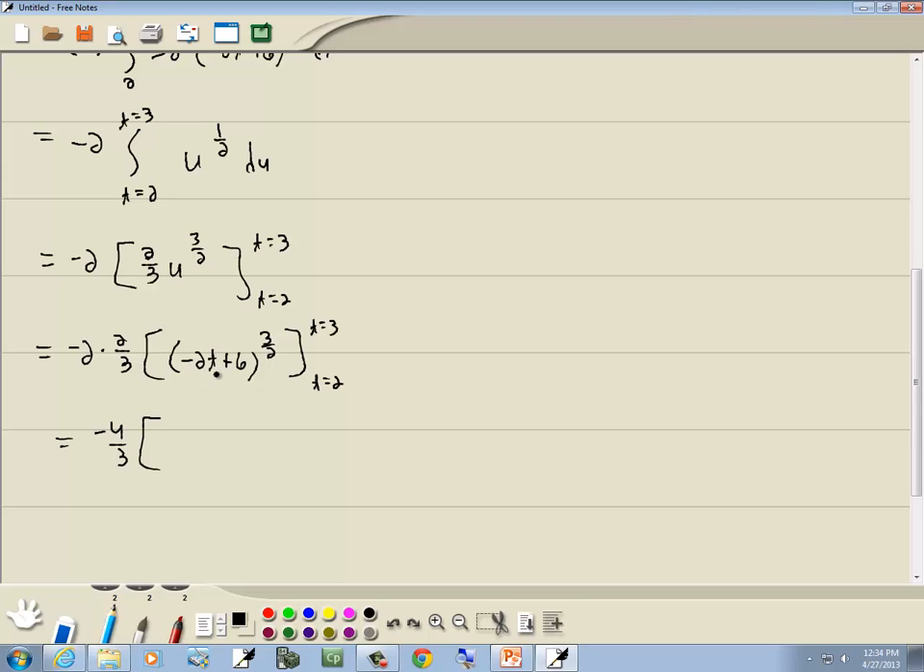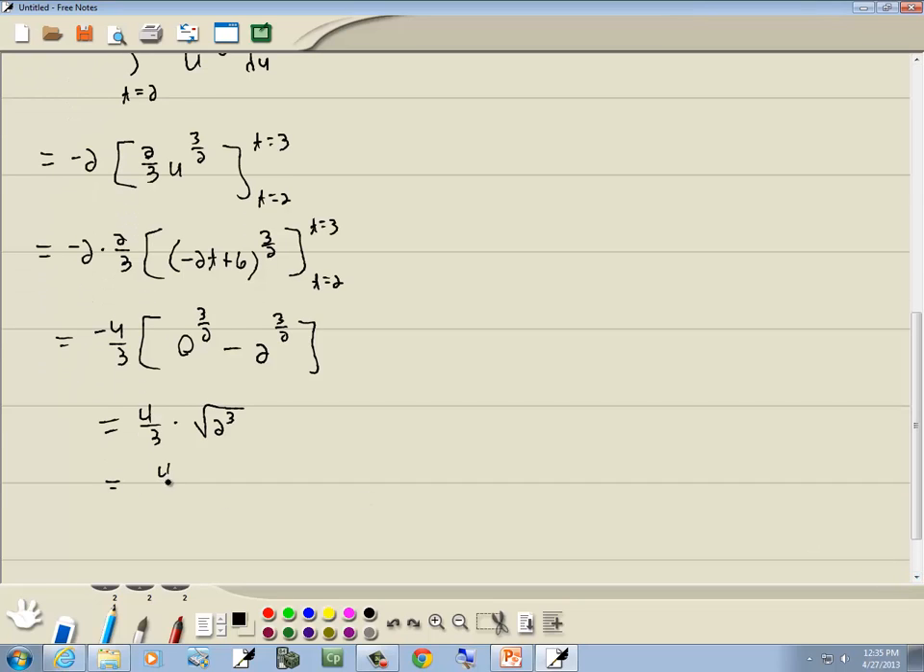And we'll plug 3 in. That gives us negative 2 times 3, which is negative 6, plus 6, which is 0, to the 3/2 power. Minus, and we'll plug 2 in. Negative 2 times 2 is negative 4, plus 6 is 2, so that's 2 to the 3/2 power. Well, the 0 drops away. Negative times negative is positive, so we got 4/3 times, and I could rewrite this as the square root of 2 to the 3rd, and we can bring a 2 out, so that gives us 4/3 times 2 square root of 2, which gives us 8 square root of 2 over 3.